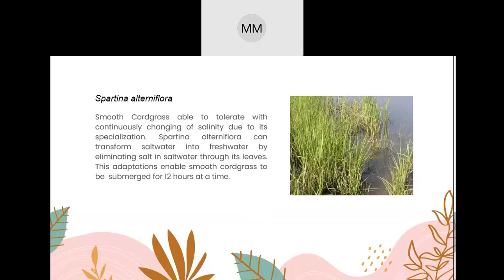The second one is Spartina alterniflora. This is smooth cord grass, able to tolerate continuously changing salinity due to its specialization. Spartina alterniflora can transform salt water into fresh water by eliminating salt through its leaves. These adaptations enable smooth cord grass to be submerged for 12 hours at a time.